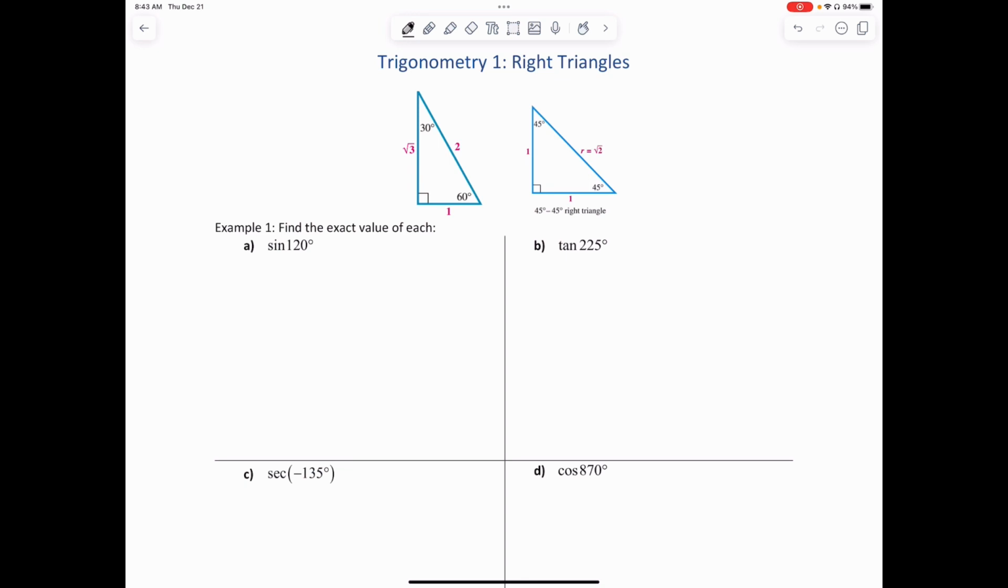In this video, we are going to be talking about using right triangles to find the values of trigonometric functions. We're going to assume that you're already comfortable with these two special right triangles. If you aren't, you might consider consulting our geometry series of videos before beginning this. So let's get started with our first example.